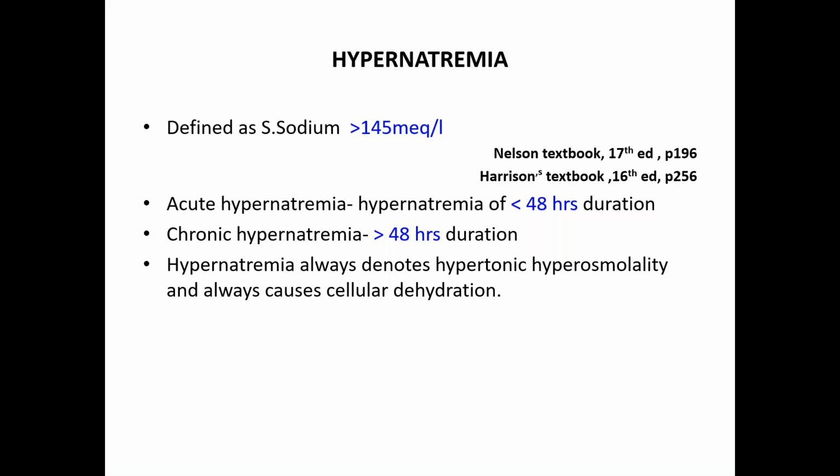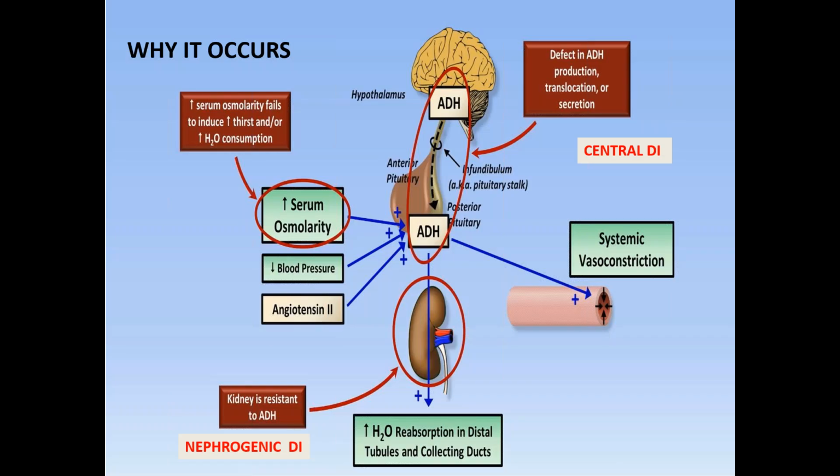So what is important to understand is that acute hyponatremia is normally less than 48 hours and chronic is more than 48 hours, because it takes some time for the body to adjust to it. Why does it occur? Again, as I've explained to you guys, it is a play of water-sodium homeostasis.